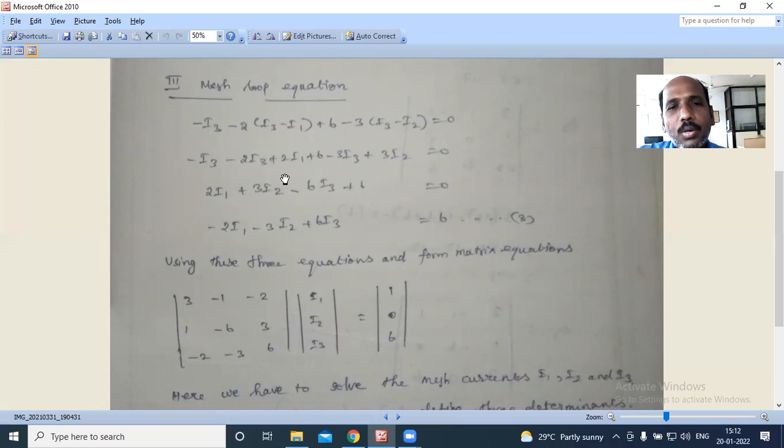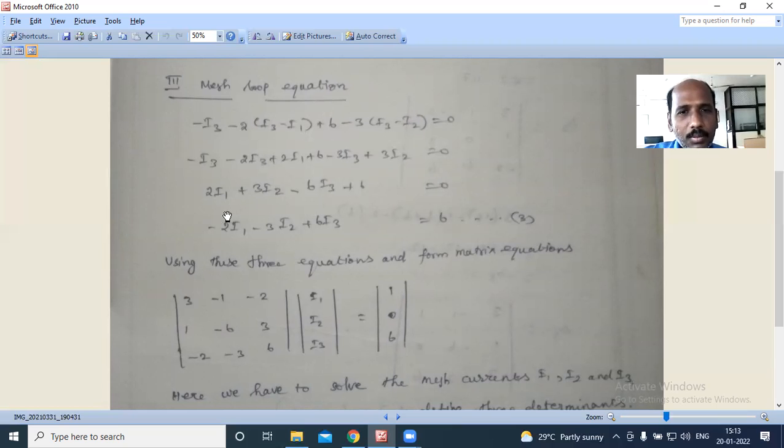You group all the I1, I2, I3 here, right? Minus 2 into I3, minus 2 into minus I1, so plus 2 I1. Here minus 2 I3, then minus 3 into I3, minus 3 I3, then minus 3 into minus I2, plus 3 I2. Minus of minus is plus. The rest of the things are minus I3. I'm considering the minus I3 as it is. This one is multiplied, and this equation also I multiplied.